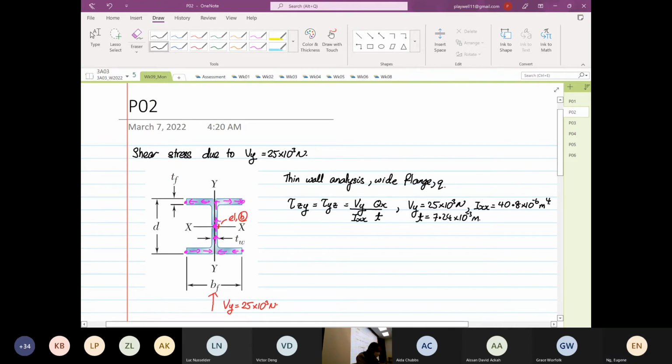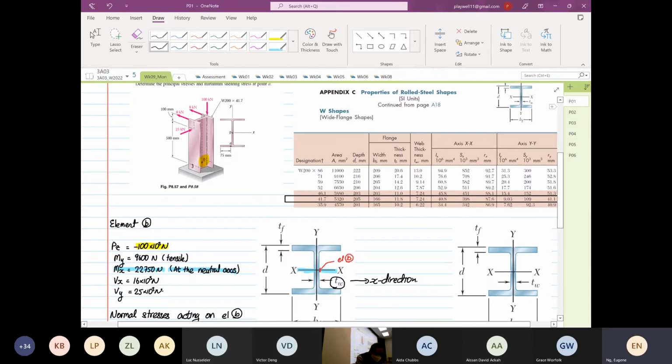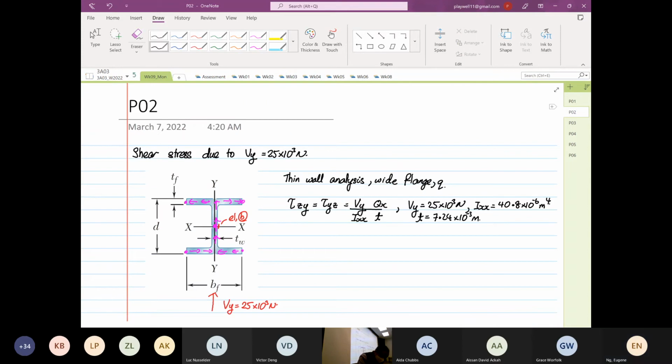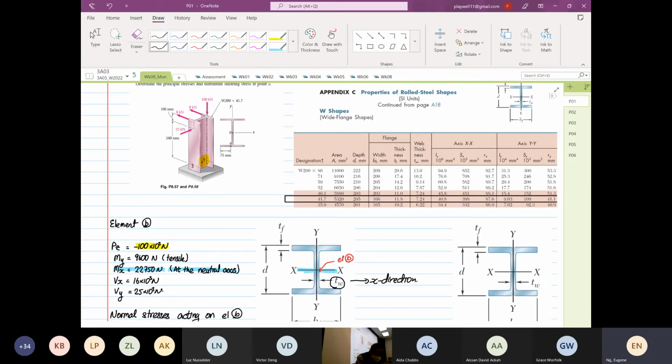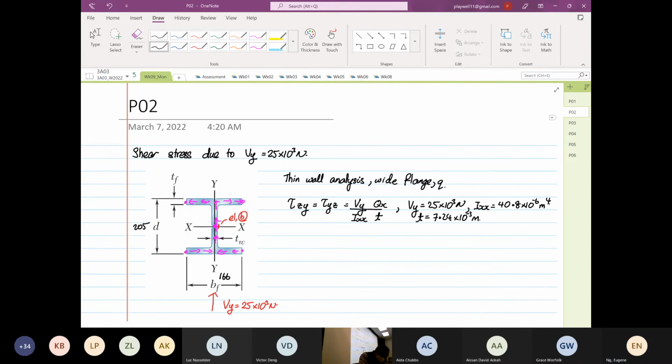Okay. So if I could write down the information of our BF. I do apologize for jumping here and there. BF is 166, D is 205, and TF is equal to the thickness of the flange, 11.8.